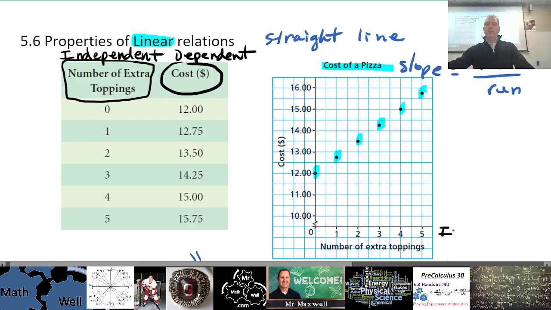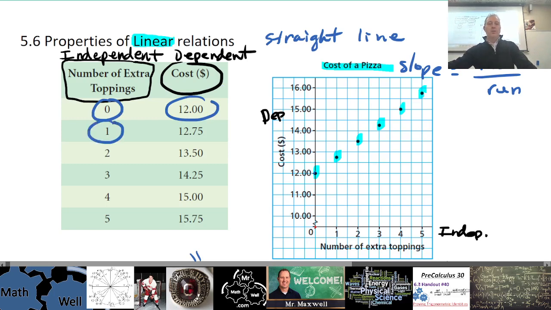The independent variable is always on the bottom, that's the horizontal, so the x. And the dependent variable is always the vertical, the y. So this is like x and y here. Got it? Table of values, that's what this is called. We always put the values that are connected to each other in the same row. So 0 goes with $12. 0 toppings, $12. That's kind of your base price of the pizza, I guess.